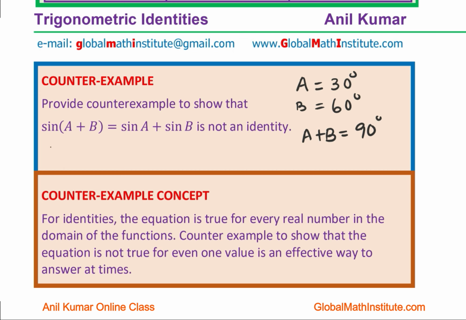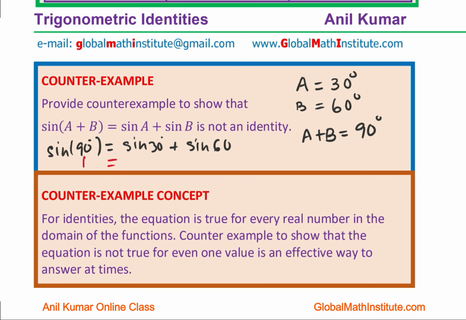So we can write, what is sine of 90 degrees? Well, we get sine of 90 degrees here. And on the right hand side, we have sine of A, which is 30, right? And B is 60, sine of 60, correct? So if we calculate, what is sine of 90? Well, sine of 90 is 1, right? So let's write down what is sine of 90. Sine of 90, as we know, is 1.